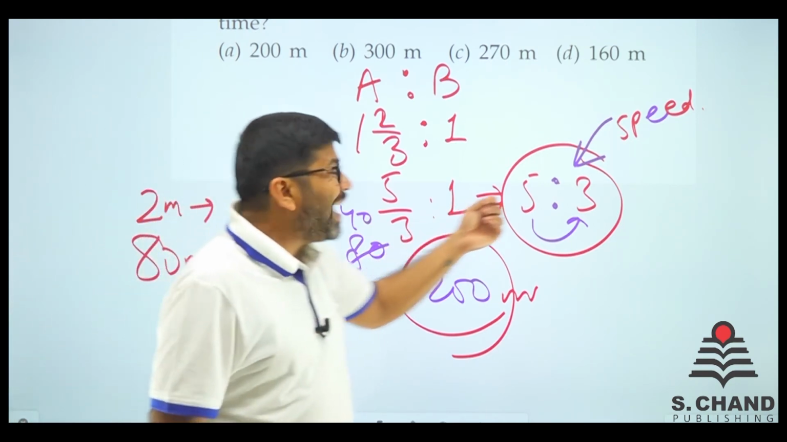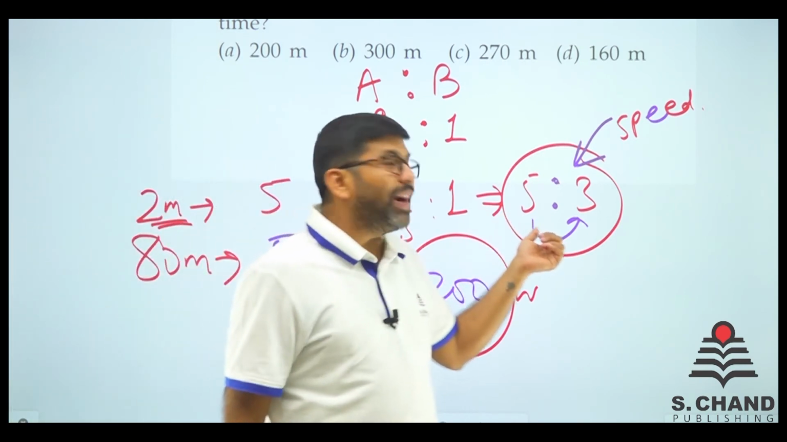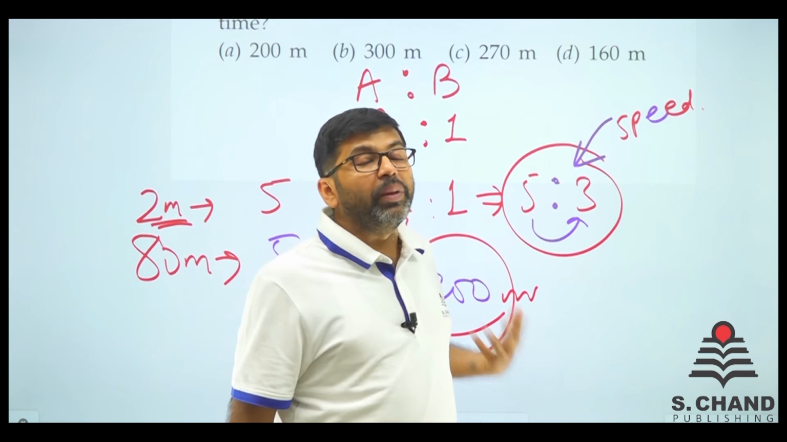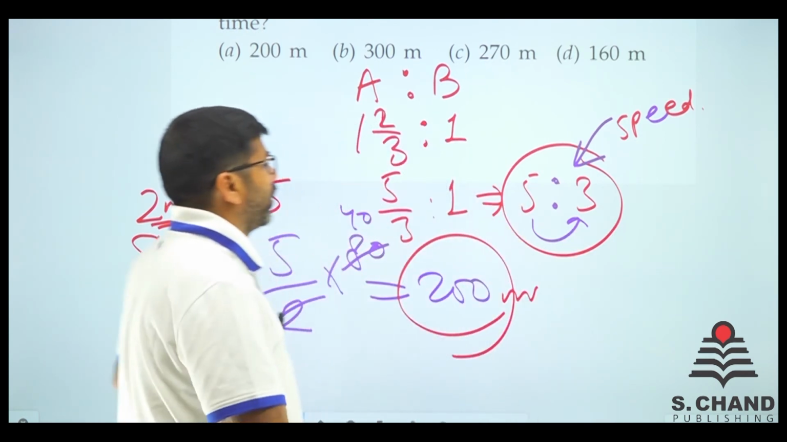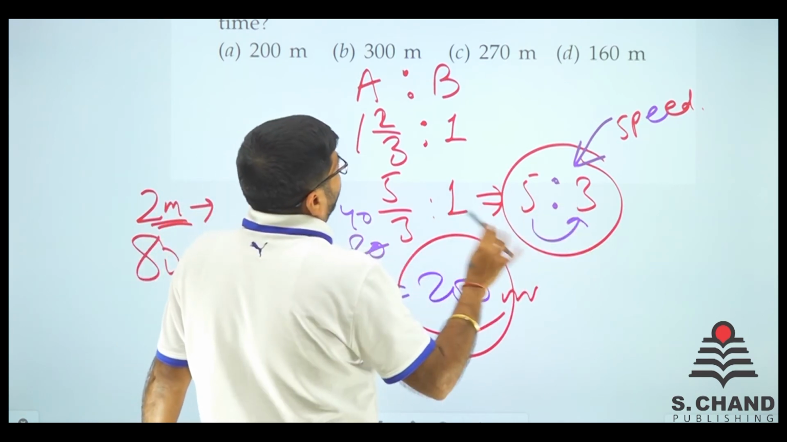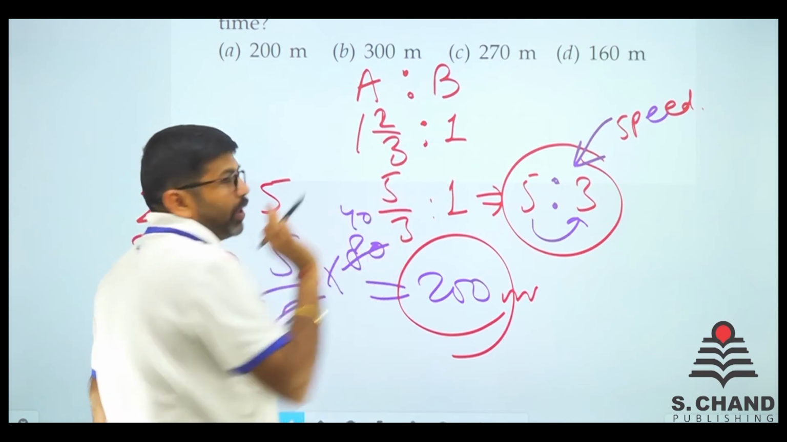भाई वो जब 5 चलता है ना, वो 2 मीटर का gap cover कर लेता है, because ये जब 5 चलता है वो 3 चलता है. यही उनके speed का ratio है. Speed का ratio मतलब distance का ratio. फिर से एक बार समझ लीजिए, ये 5 का ratio 3 ratio कैसे निकाला? Because A is 1 2 by 3 times of B. ये question में given है.